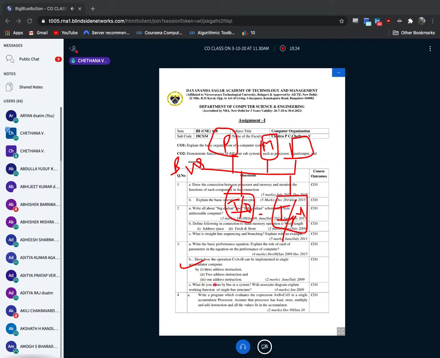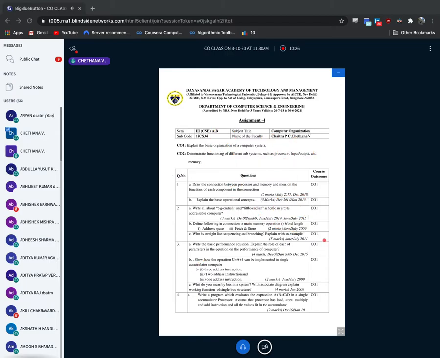What is the exact way to write it? C is equal to A plus B. So for this, C is equal to A plus B. How to write it? Three address instruction, two address instruction, and one address instruction. And for 3C also, the single bus structure I told you just now, same thing.